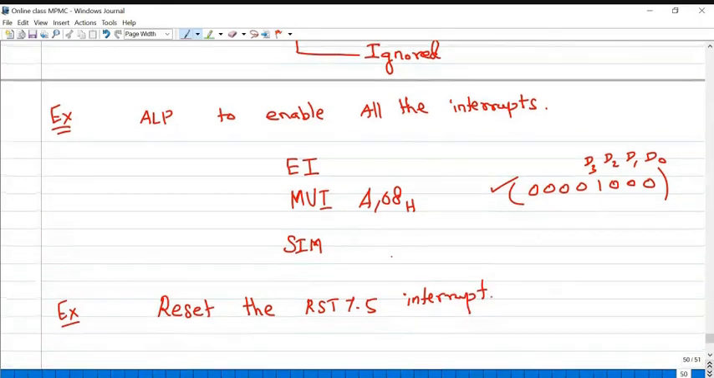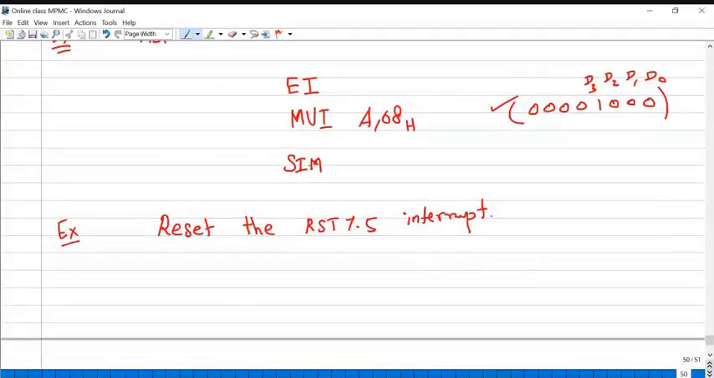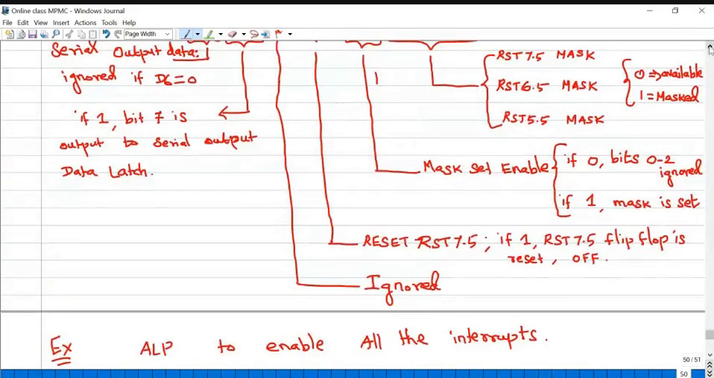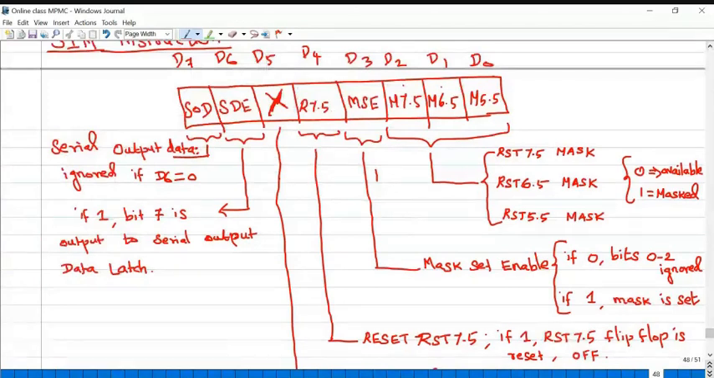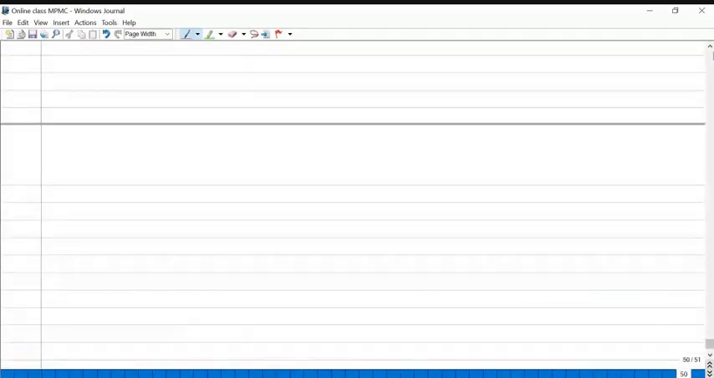From the previous example, first enable all the interrupts and then reset only the RST 7.5 interrupt. Which bit position is used to reset RST 7.5? D4. So D4 must be high. If D4 is high, then RST 7.5 will be reset. So what data do we have to load now?